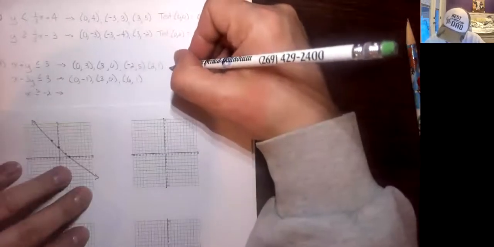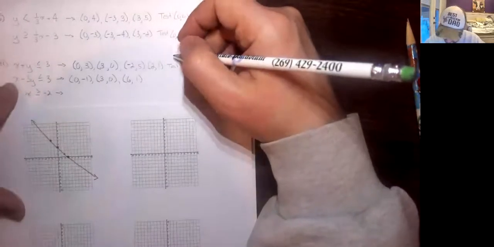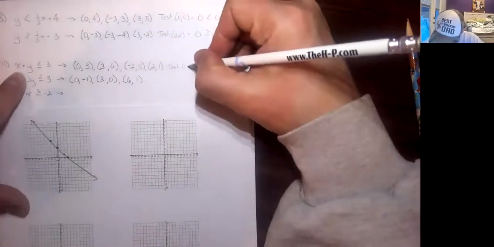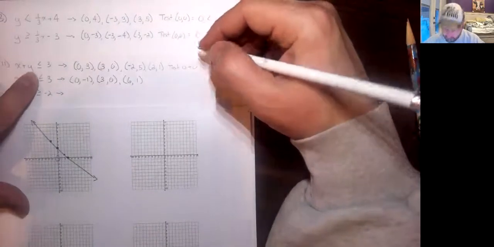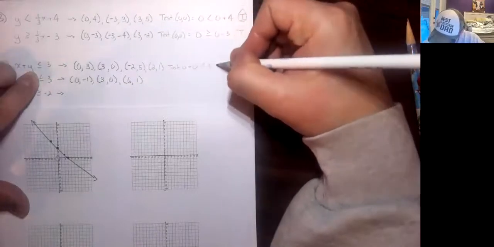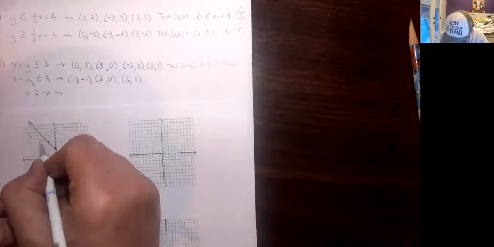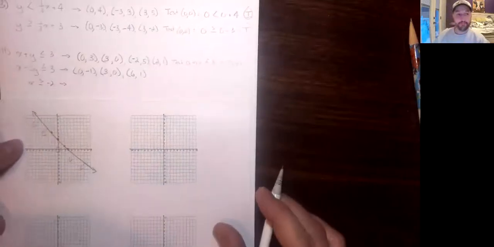And if you want to, you can test right away. The origin is open. I'm going to go ahead and throw the origin in. Origin is 0, 0. If I make x and y 0, less than or equal to 3, 0 is less than 3. So I know whatever happens, I'm shading this way. I'm just going to draw a bunch of arrows. I'm shading that way.